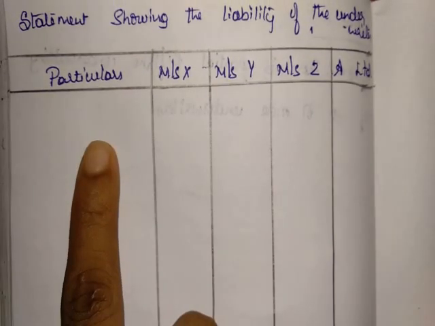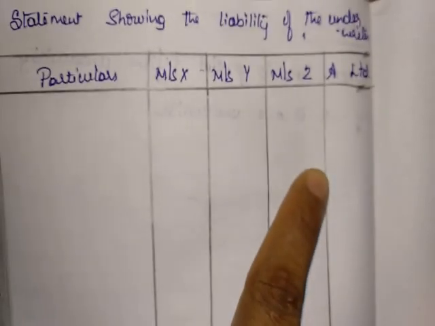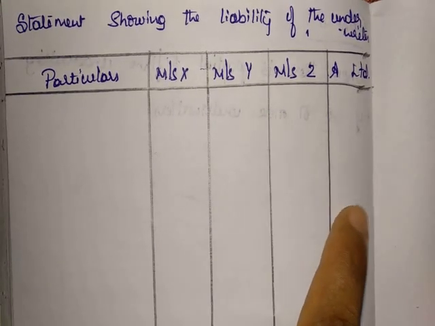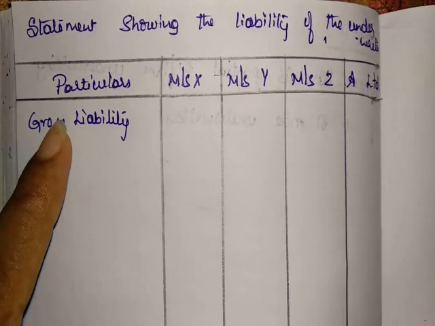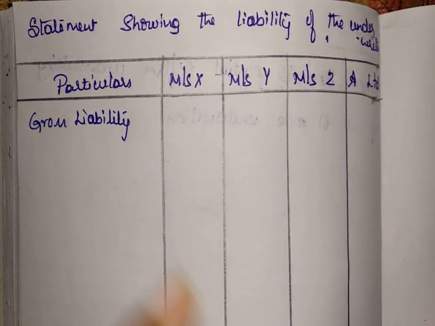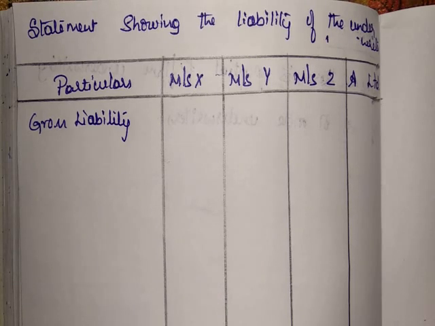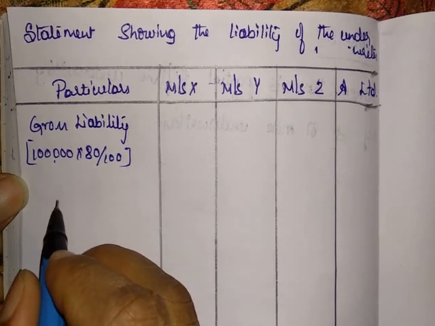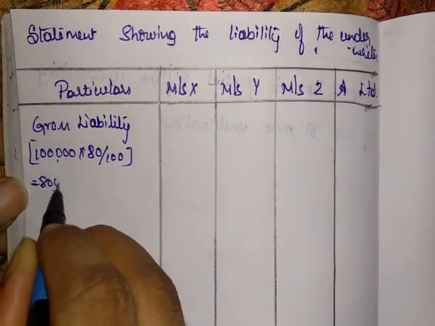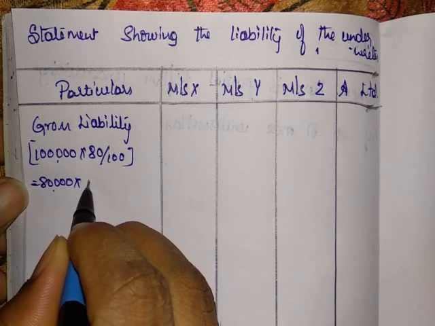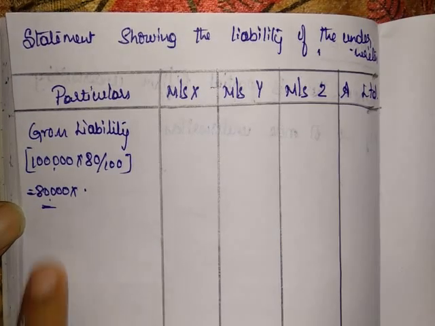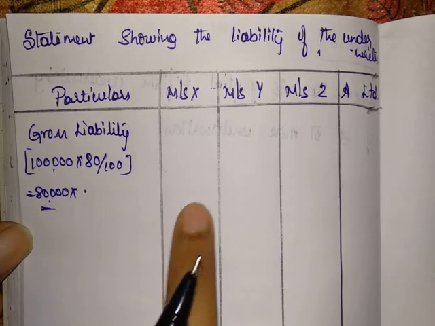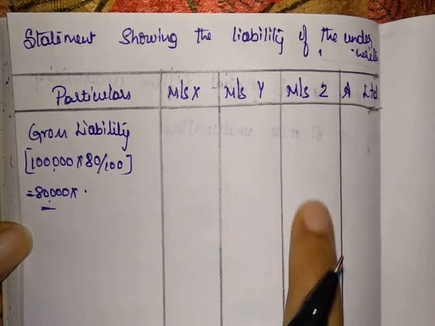Here is the statement. So 3 underwriters are there plus the issuing company, because underwriting is for part of the issue. We have to take the gross liability. So the liability of underwriters is 80% of the issue. That is 1 lakh into 80%, that is 80,000. And this 80,000 includes the underwriting of 3 underwriters. So we have to calculate the underwriting given by each of the underwriters.